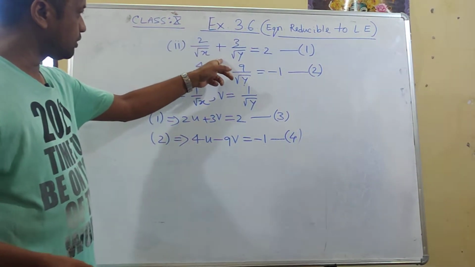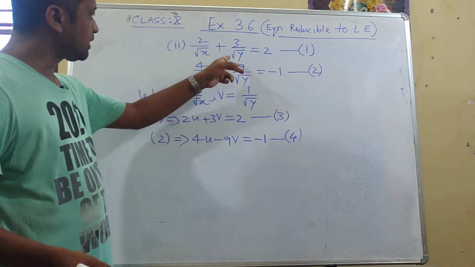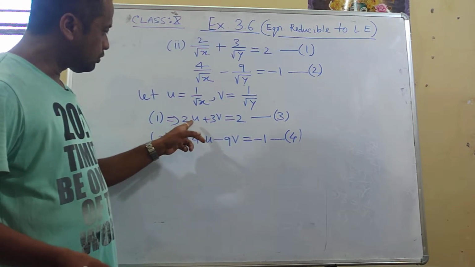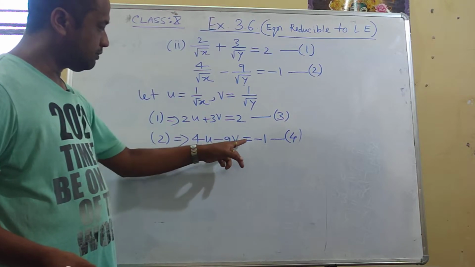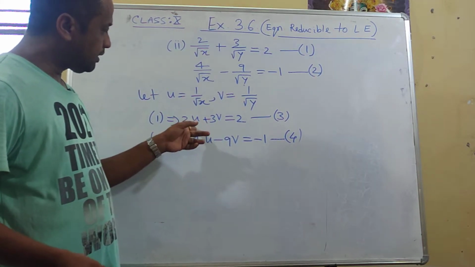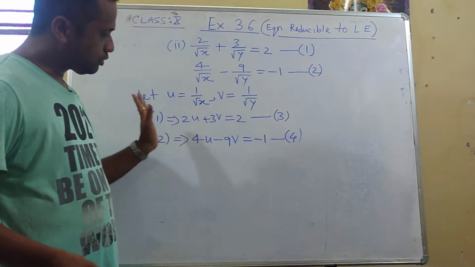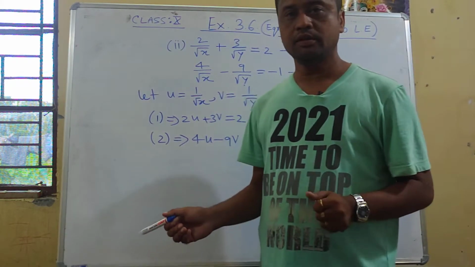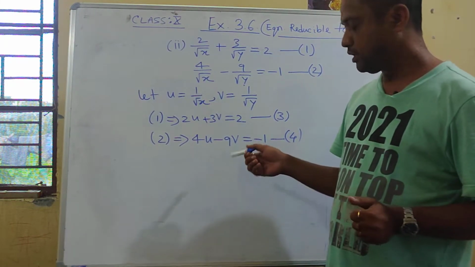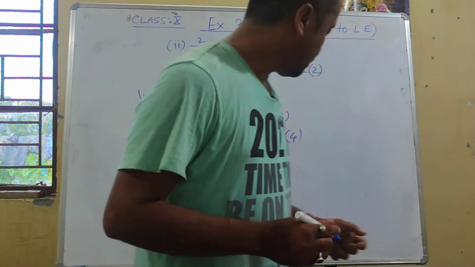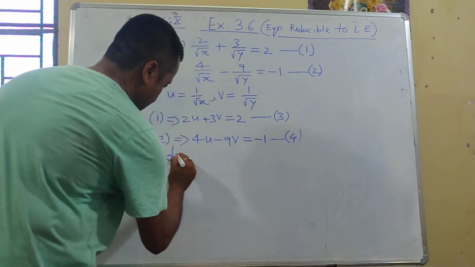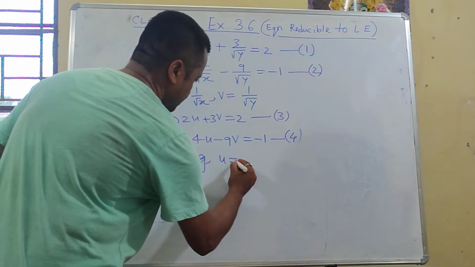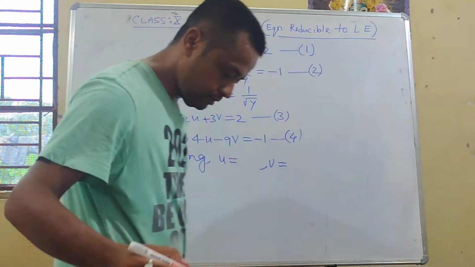Now this pair of linear equations in variables root over x and root over y becomes two linear equations in dummy variables u and v, which are 2u plus 3v is equal to 2 and 4u minus 9v is equal to minus 1. These are very familiar, in u, v in linear form. So you can solve by any method, whether it may be substitution method, elimination method, cross multiplication method, addition method, subtraction method, or anything. I will not solve this in detail. So solving, you will get u and v.